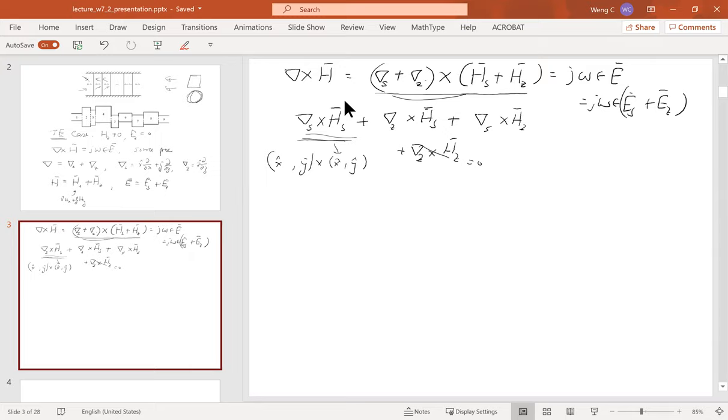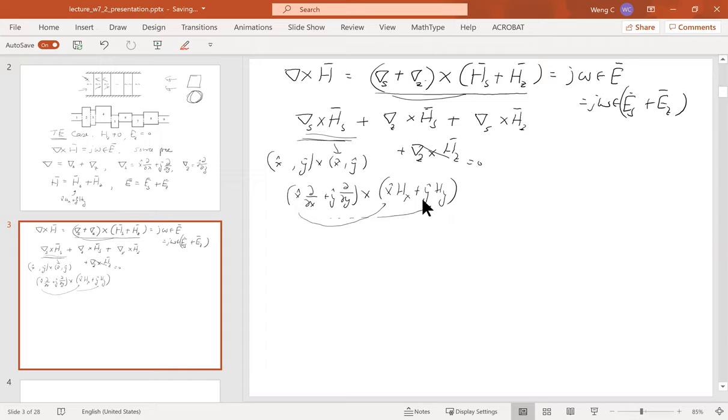Anybody? Well, maybe if I write it out more explicitly, it will be clearer. It would be something like this, plus something like that, crossing with x H_x plus y H_y. And you can do distributive algebra again. You cross this term with that term, that will give you zero. This term will give you something that points in the Z direction.